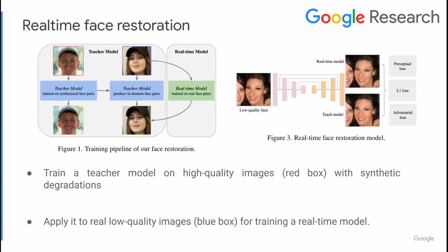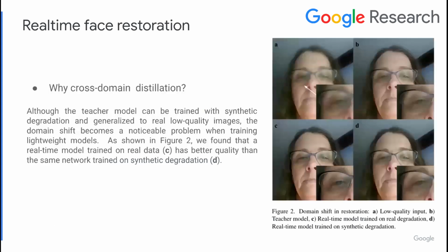Figure 1 shows the overall training pipeline of our face restoration. We first train a teacher model on high-quality images with synthetic degradations. We then apply it to real low-quality images for training a real-time model. Figure 3 shows the learning strategy of our face restoration model.